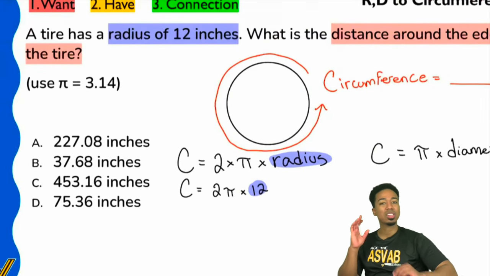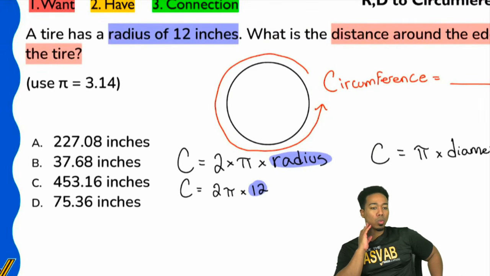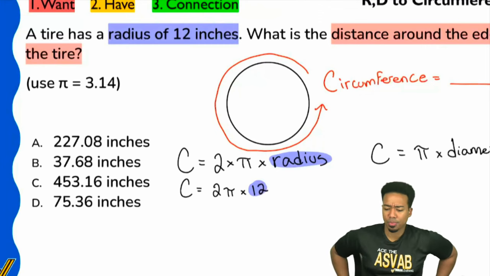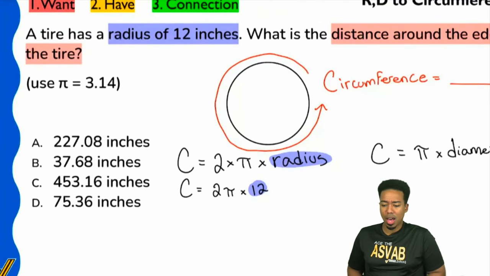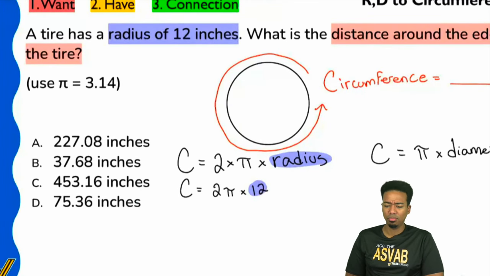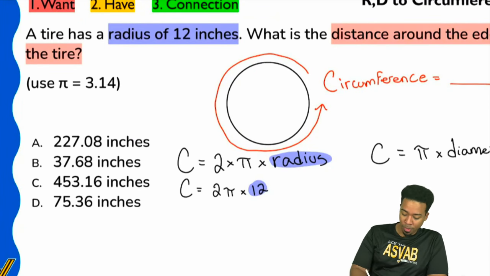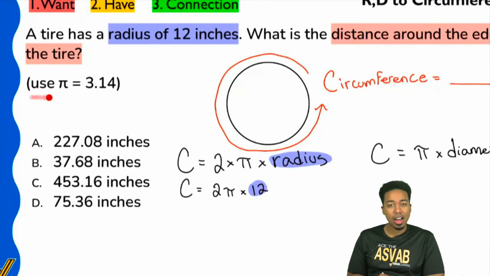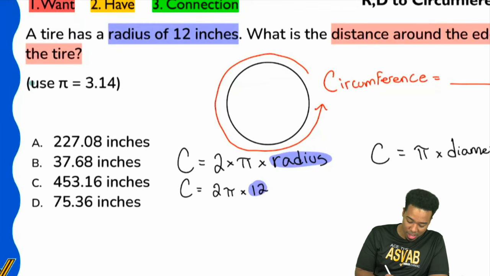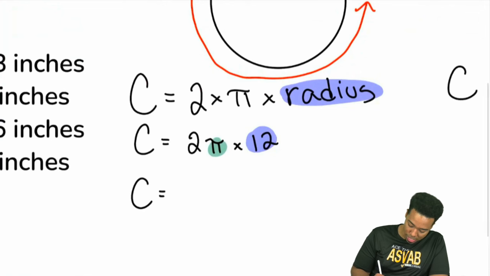And my party people, are we going to leave pi the same, or are we using some sort of replacement for it? Are we just going to leave pi as pi, or should we make it 3.14? How do we know? Yeah, 3.14, right over here. Use pi equals 3.14. The problem tells us exactly what I told you in the beginning of class. The problem will always tell you. So here it says use 3.14, so we'll just replace that in as well.